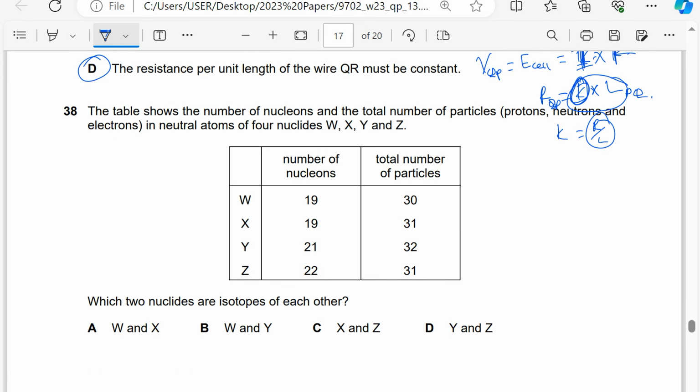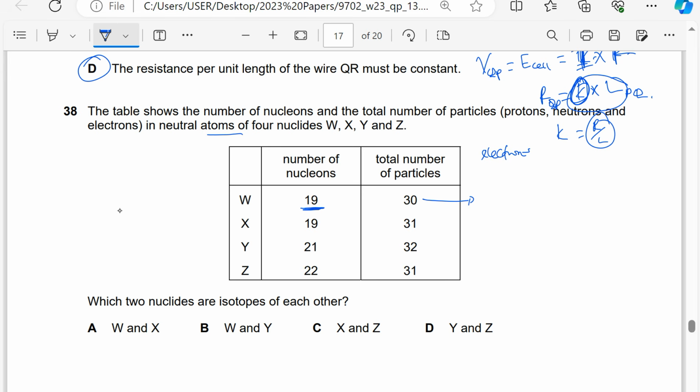The table shows the number of nucleons and the total number of particles, protons, neutrons, and electrons in neutral atoms of 4 nuclides, W, X, Y, and Z. Which 2 nuclides are isotopes of each other? So let's first find the total number of protons. Protons plus neutrons is giving us this. But we also have plus electrons. So let me add electrons here.